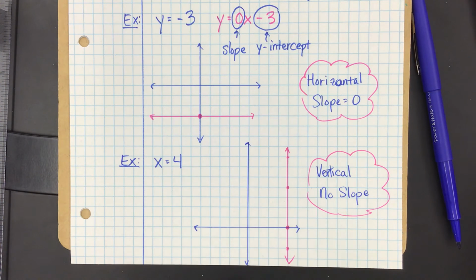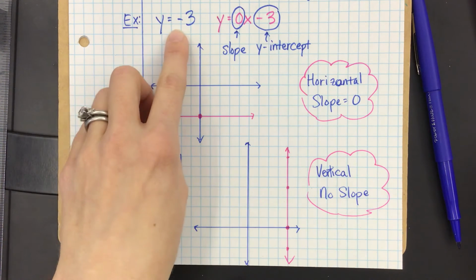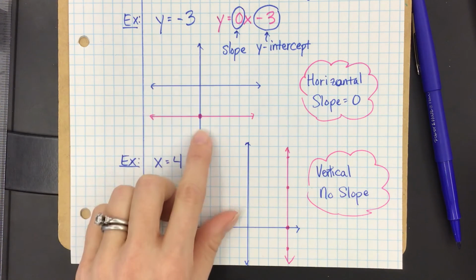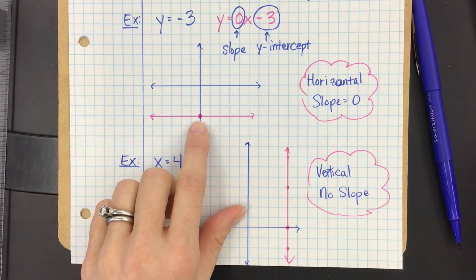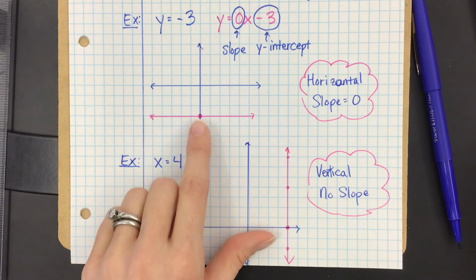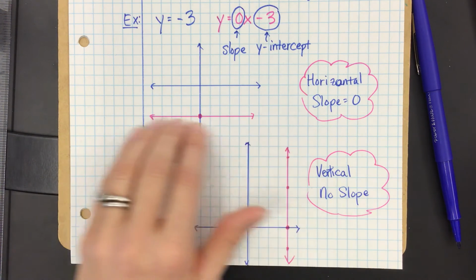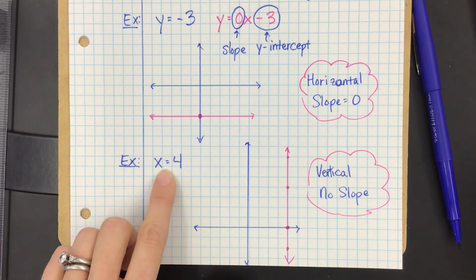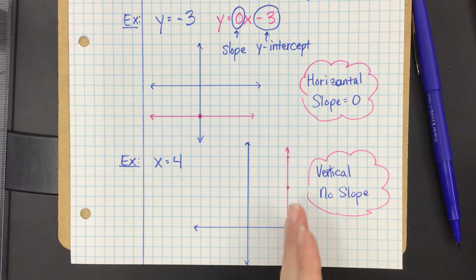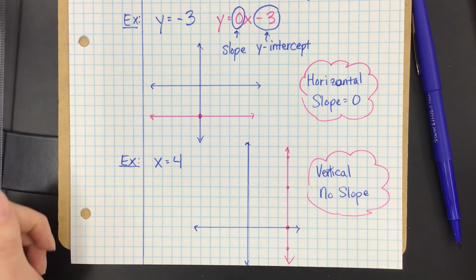Yeah, it's basically like, you can plot your intercept. So here the y-intercept is -3, and I plugged in -3 and did a horizontal line through it. Here your x-intercept is +4, and then you draw a line through that, and it's vertical.